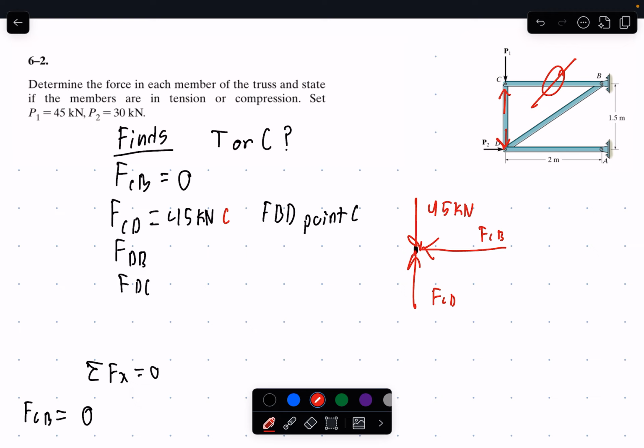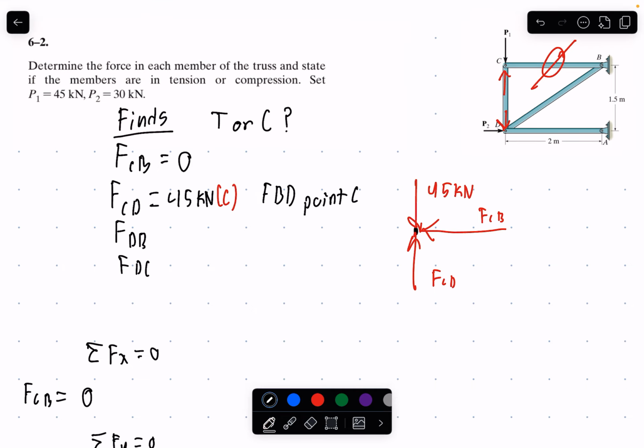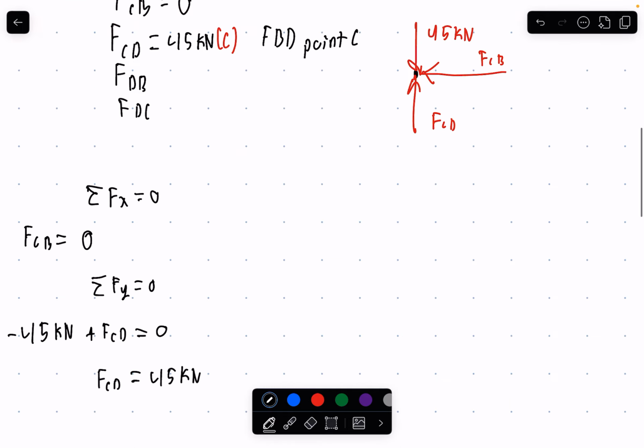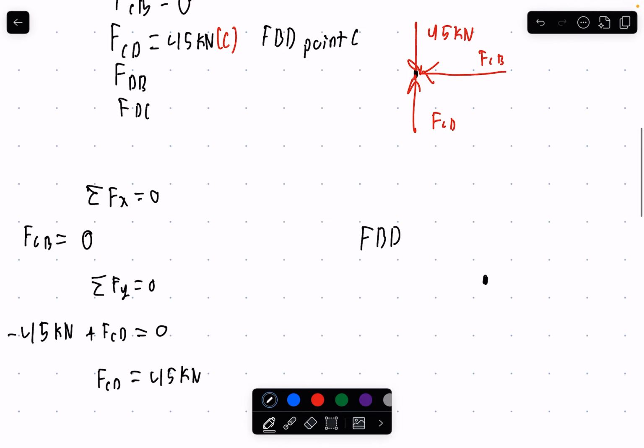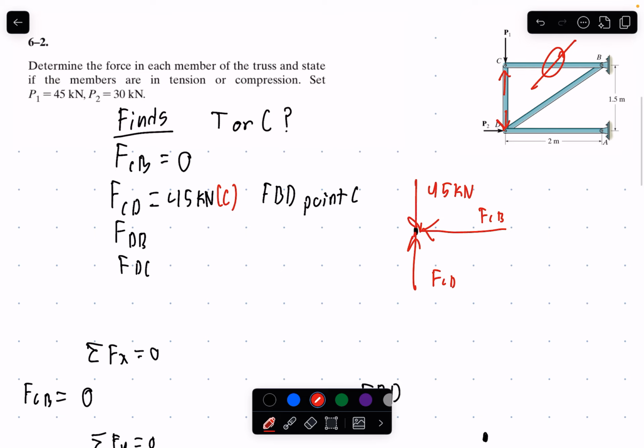Okay, so let's write that right there. C in parentheses works for that. And we will continue on to point D. Let's be analyzing a different point right here. We need two free body diagrams, two distinct free body diagrams with the same sum of the forces.